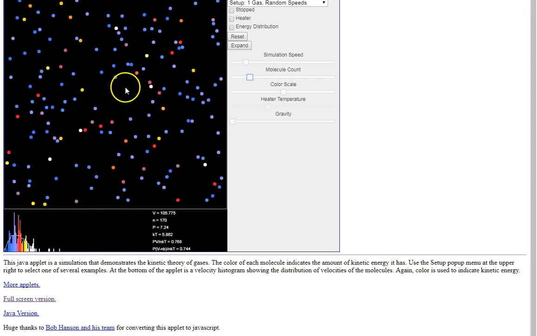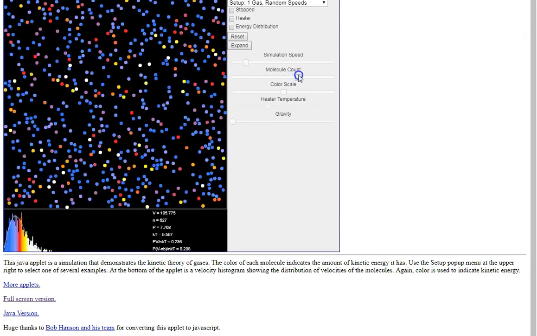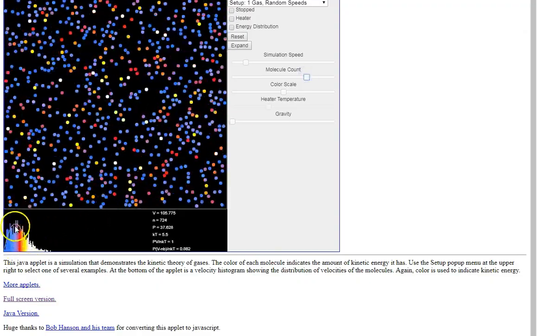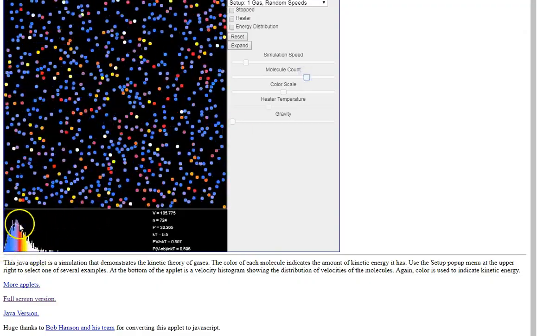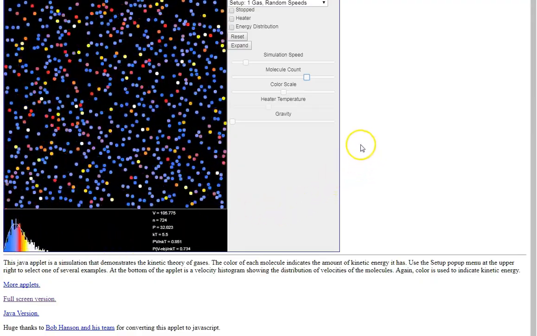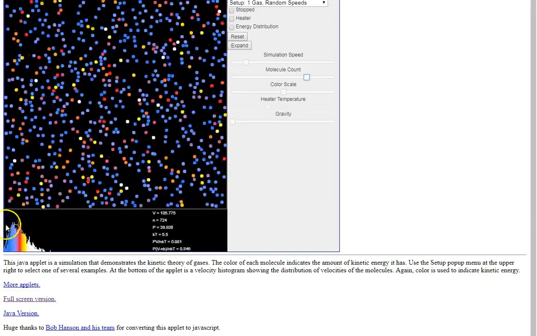Now it's easier to keep track of what's going on when there's fewer molecules, but our curve is actually better the more molecules we have, right? So if I add a bunch of molecules, notice my curve gets a little smoother and it follows the overall curve pretty well. Now if I heat this up, what do you expect to happen with this curve? Should it shift left? Should it shift right?